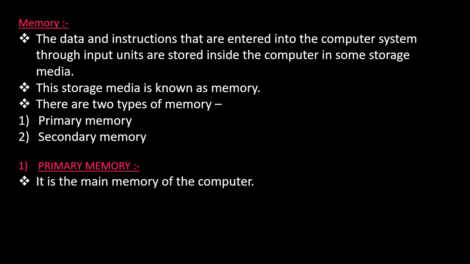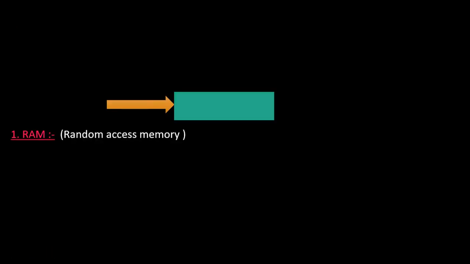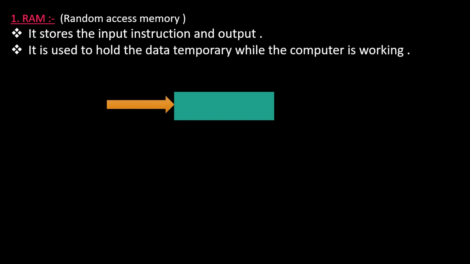First is RAM. RAM stands for random access memory. It is a temporary memory. It stores the input, instructions and output, but loses all the information when the computer is turned off.